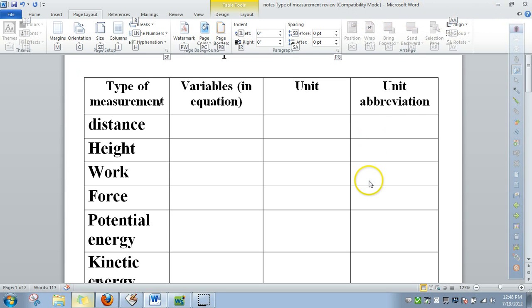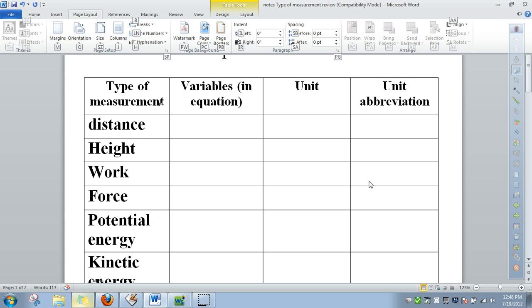Today I want to go over the information you need when you are solving your work, kinetic energy, and potential energy math practice problems. So I have some information to go over first as some reminder things, and then I want to do some practice problems with you.